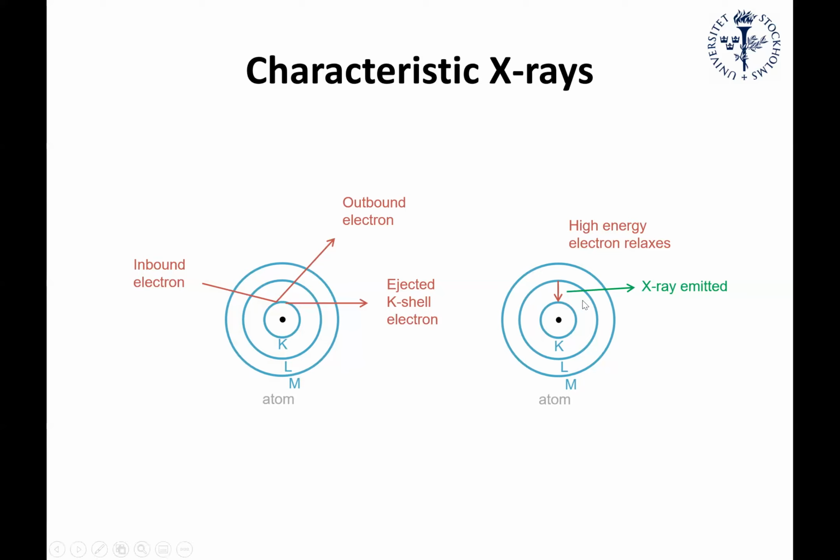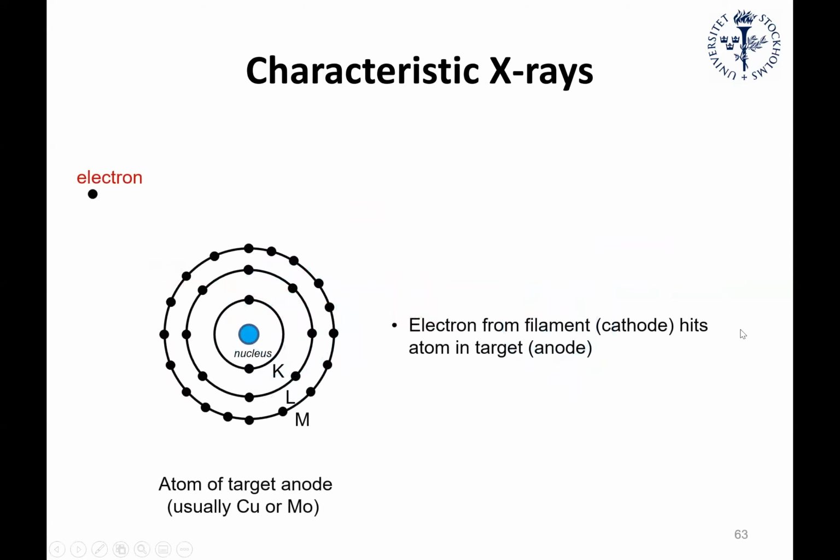So these X-rays have very specific energies, very specific wavelengths, because in atoms, these energy levels are very well defined. So you get very specific wavelengths of X-rays coming out, which are dependent on the anode material, what element it's made out of.